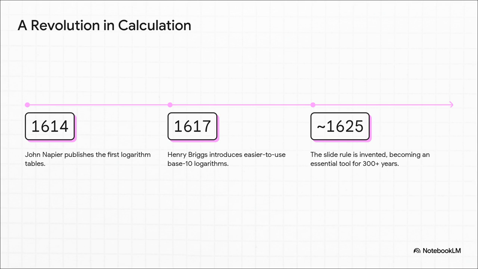In 1614, this guy, John Napier, publishes his first logarithm tables, and it was like he discovered actual magic. He found a way to turn a nightmare multiplication problem into a simple addition problem. Soon after, Henry Briggs made them even easier with base 10, and the slide rule, which is basically a physical calculator powered by logs, became the essential tool for every scientist and engineer for the next 300 years.